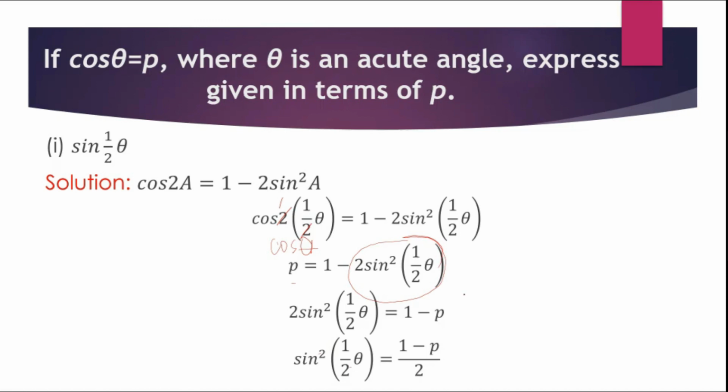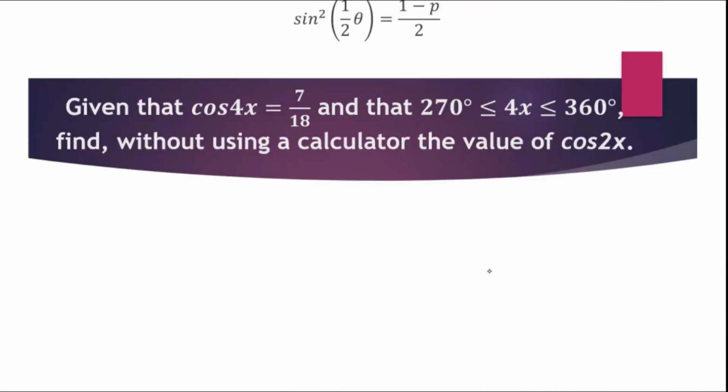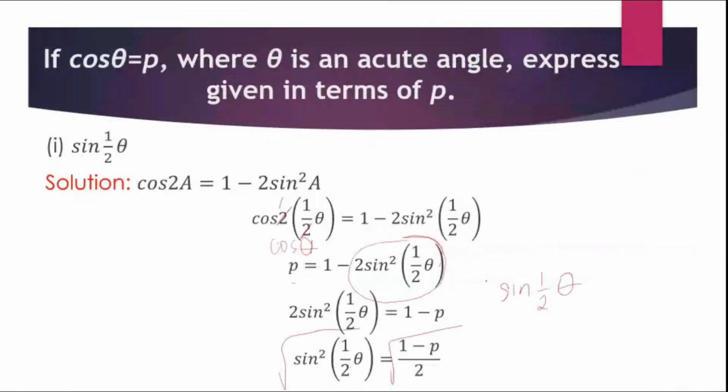So, para mapalabas natin si sine 1/2 theta from sine squared 1/2 theta, we can get the square root. Okay. So, remember, theta is an acute angle. So, meaning to say, theta should be a positive value. So, pag kinuha natin yung square root nito, ang kukunin lang natin ay yung positive value.